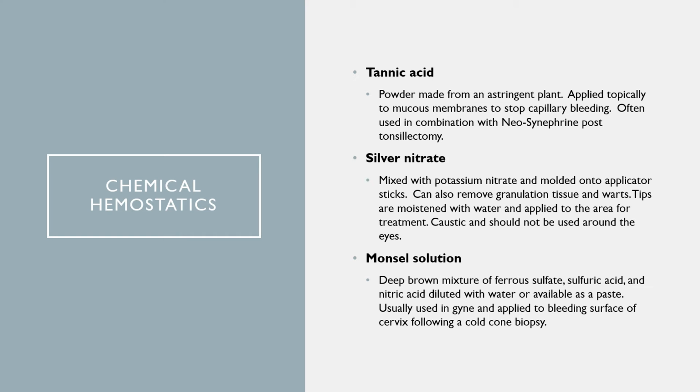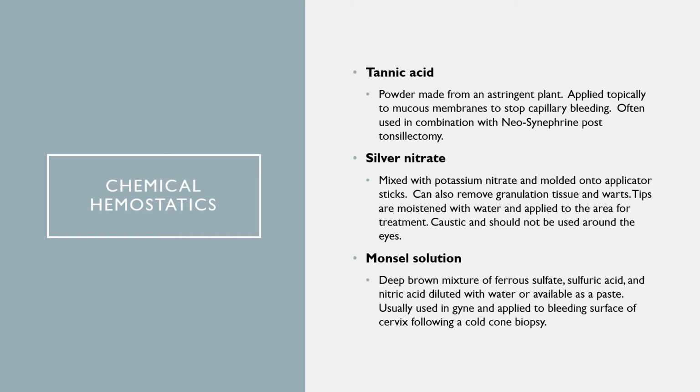Okay, next we have silver nitrate. This is another one that we use quite often in multiple different types of cases. This is mixed with potassium nitrate, and then they're molded onto applicator sticks. They can also remove granulation tissue and warts, so we do use them for that as well. The tips are moistened with sterile water and then applied to the area for treatment. A good note though is that these are caustics, so they should not be used around the eyes.